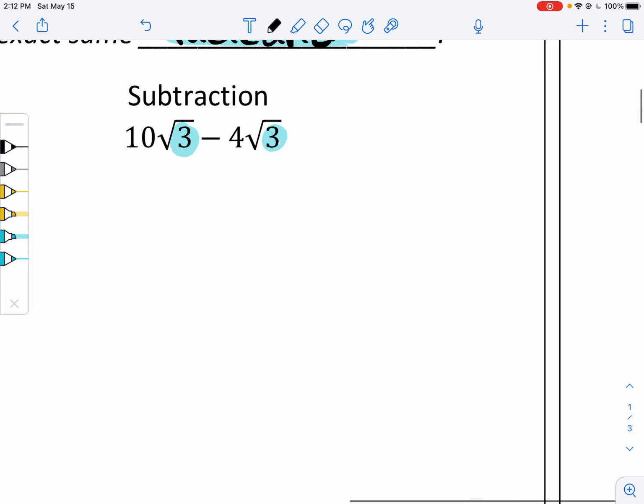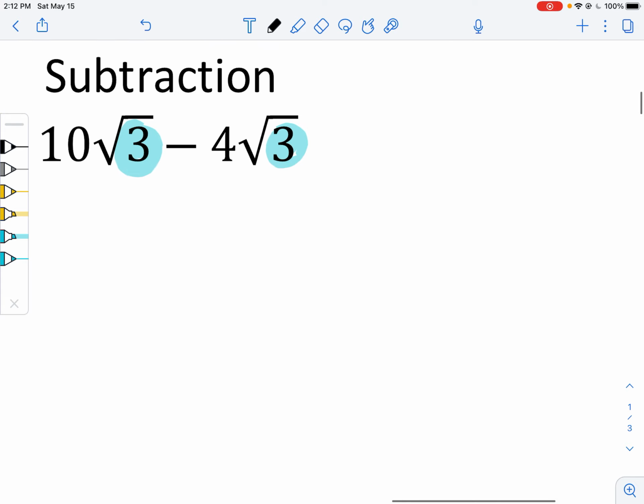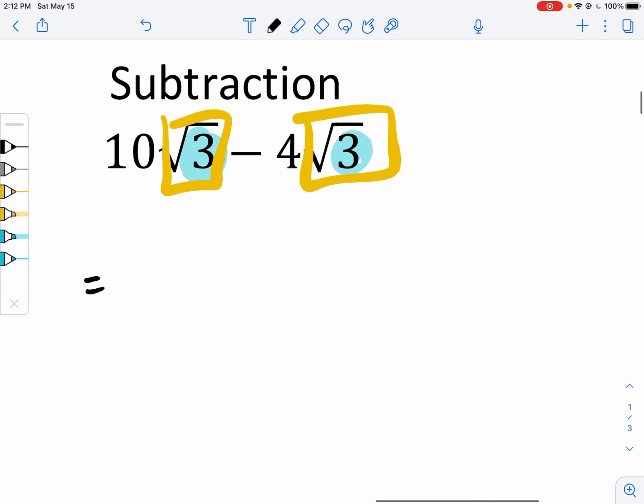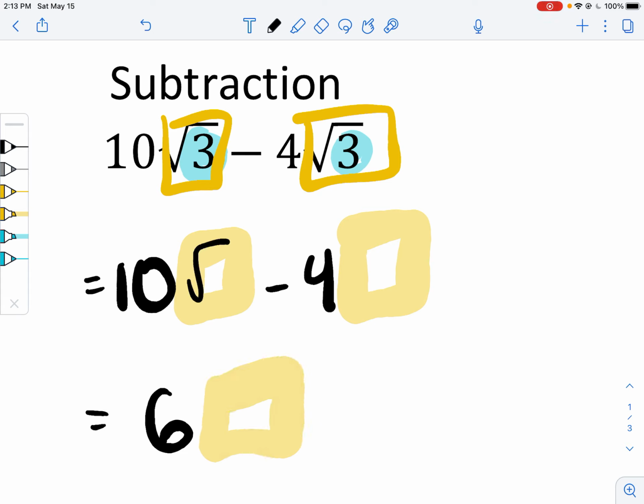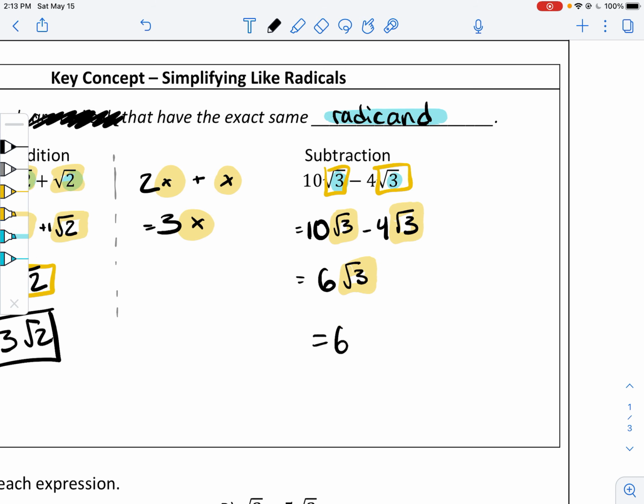Subtraction works just the same way. Here, instead of rad 3, we can replace it with a yellow box, right? If you have 10 yellow boxes and you subtract 4 of whatever is in your yellow boxes, well, how many will you have left? Well, you'll have 6 of whatever is in those boxes. But what's in the box each time? Oh, rad 3. So 10 rad 3 minus 4 rad 3 is 6 rad 3. That's it.